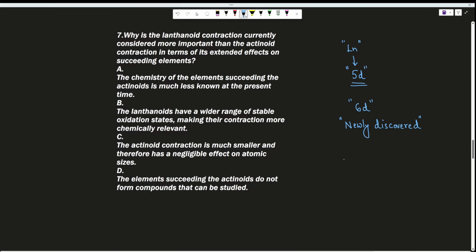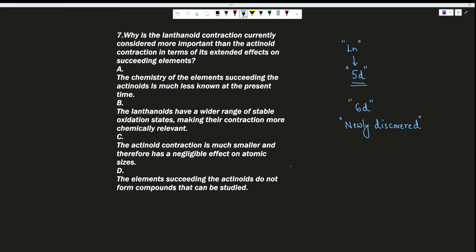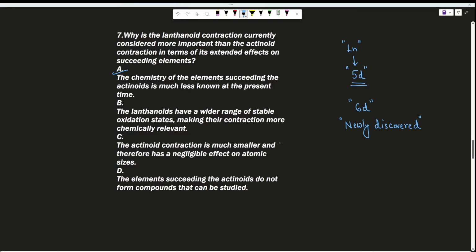So their chemistry is less known, and we are not bothered much about actinoid contraction. So see the first option: the chemistry of the elements succeeding the actinoids is much less known at present. Yes, that itself is the answer. Next.